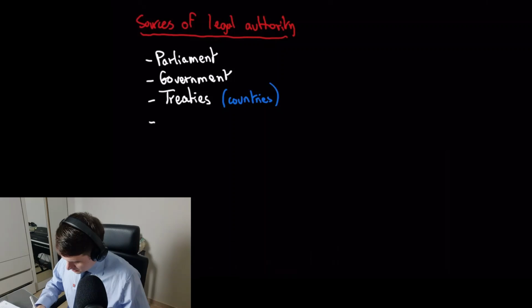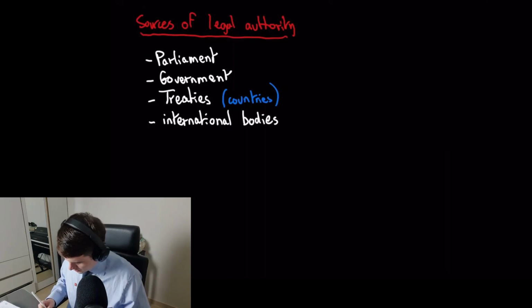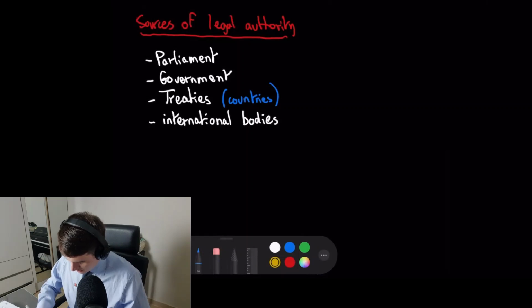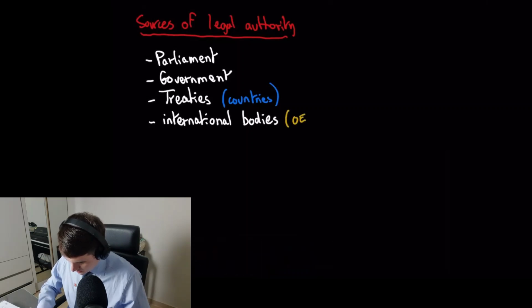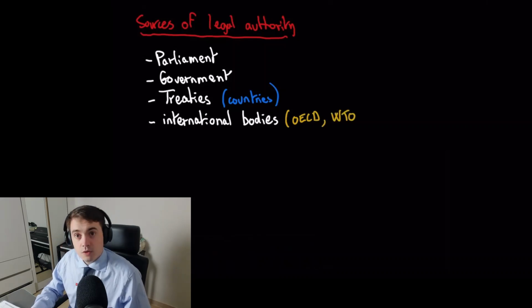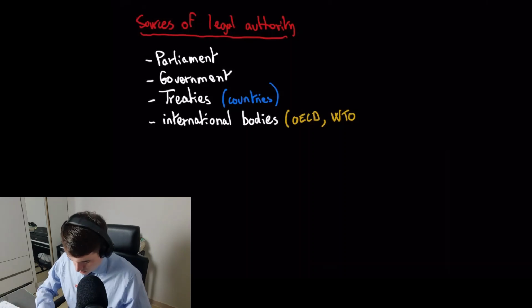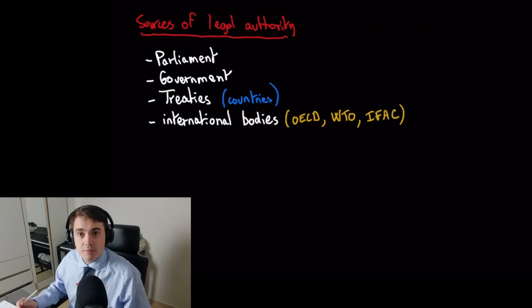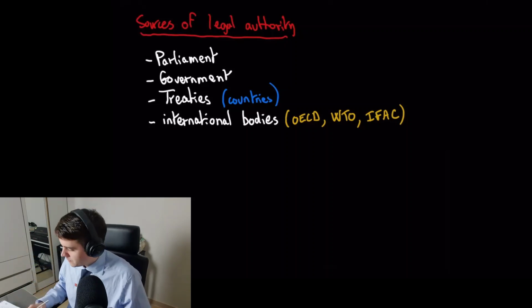Other places could be international bodies. So these are our supranational organizations. Things like the OECD, the WTO, the World Trade Organization, the IFAC or IASB, which is the accounting body above the ACCA.